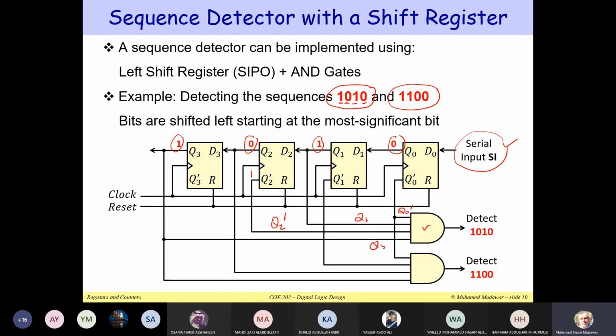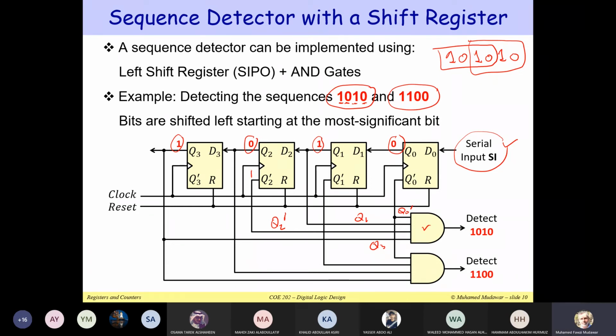Now, this sequence detection can be overlapping. It means that if we have, let us say, 1 0 1 0 1 0, you detect the first sequence here, and then you detect the second sequence here. So basically you can get 2 1s at the output, after detecting the first sequence and after detecting the second sequence. So you can actually have them overlapping.